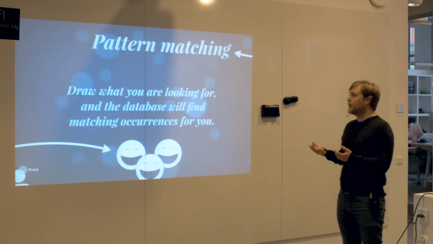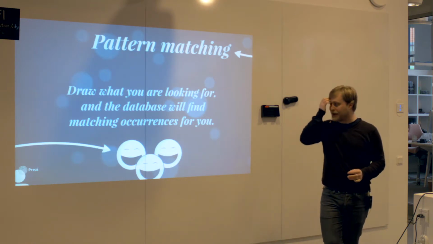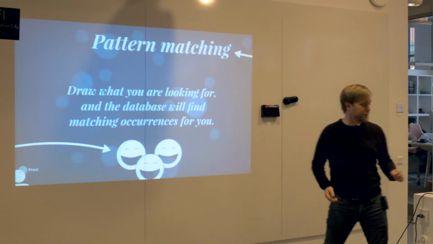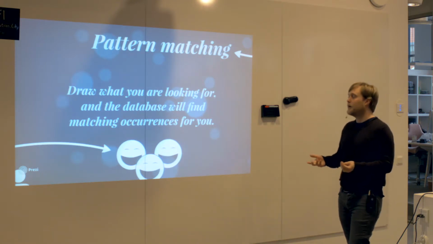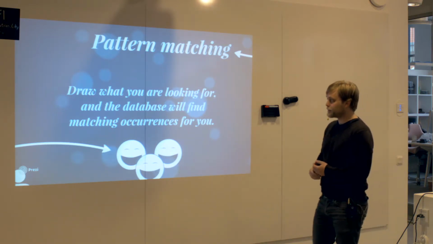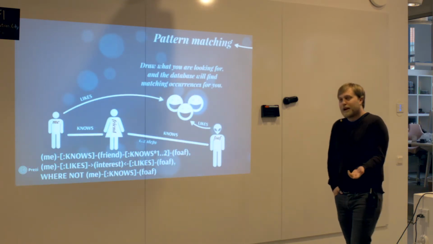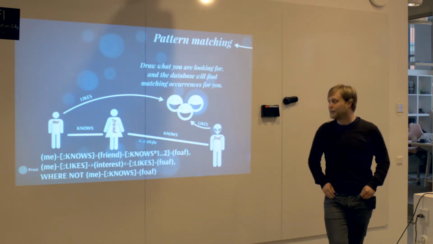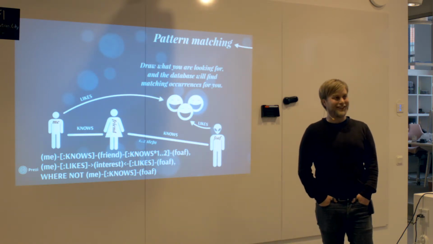So this pattern matching on a graph is done by you drawing an example of a pattern that you're looking for, and then the database will find matching occurrences of that pattern. Essentially, it's query by example. You draw an example of what you want to find, and the database finds things that match that example. And when I say draw, of course you have to express this in text, because text is how we interact with computers in programming languages. So when I say draw, I mean ASCII art.